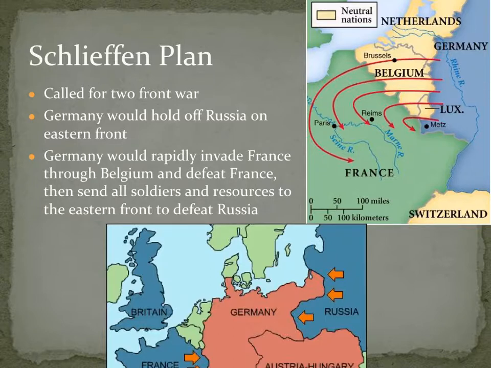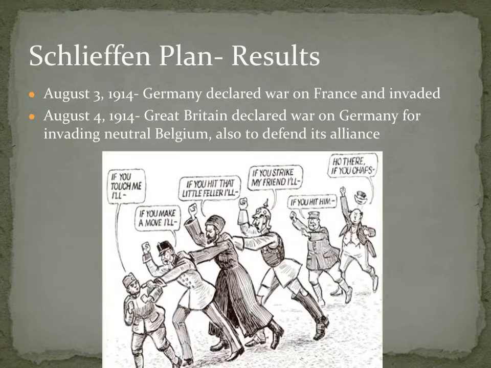Now the problem here, again, is that they're invading countries that they are not yet at war against. I mean, now they are, now that they've invaded, but they had no declaration of war against those countries prior to activating this plan. So to initiate the Schlieffen Plan, on August 3rd, 1914, Germany declared war on France and invaded through Belgium. The next day, Great Britain declared war on Germany for invading neutral Belgium and also to defend its alliance.